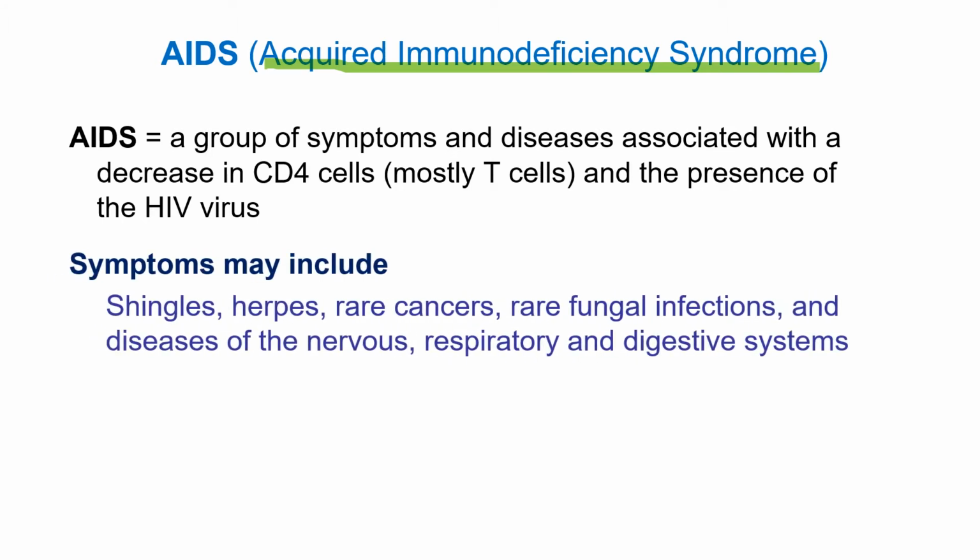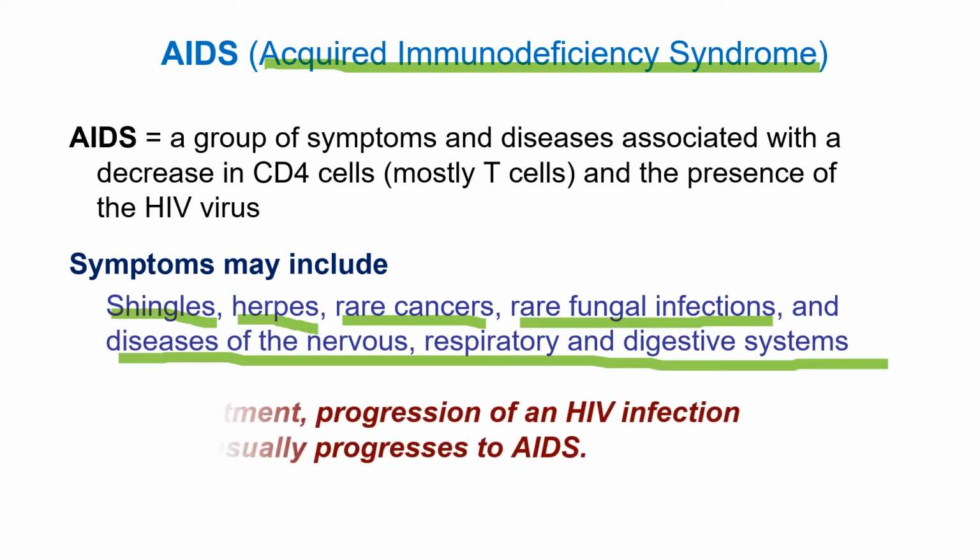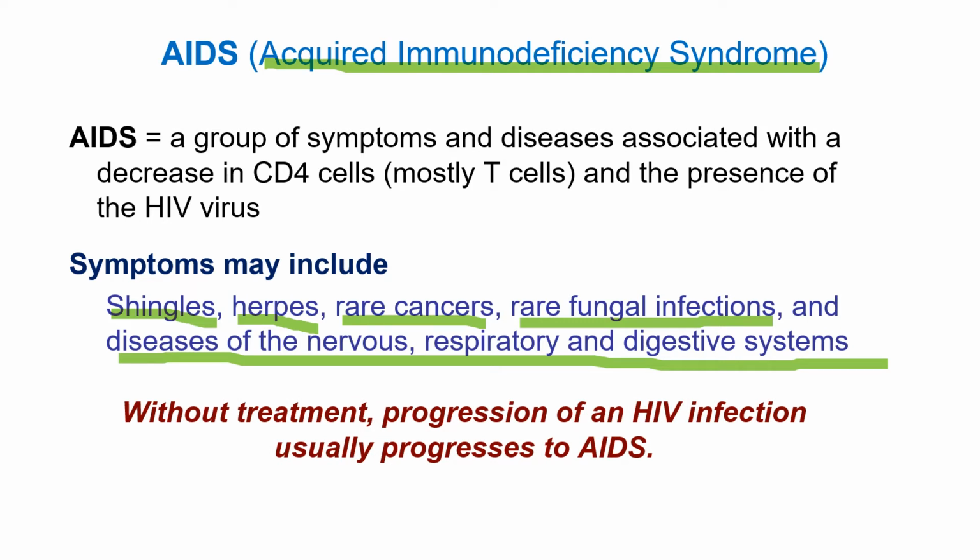So what are some of these symptoms? We'll talk about them as well, but things like shingles, so that's a reoccurrence of the chickenpox virus, various types of herpes, rare cancers, rare fungal infections, all sorts of weird diseases of the nervous, respiratory, and digestive systems. Generally, HIV and AIDS are linked in that HIV, if it is not treated, will usually progress to AIDS. So we'll talk a little bit more about what the clinical definition of AIDS is.